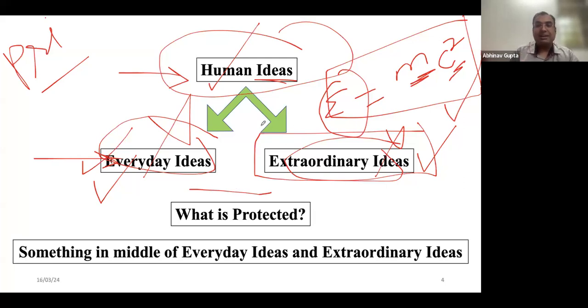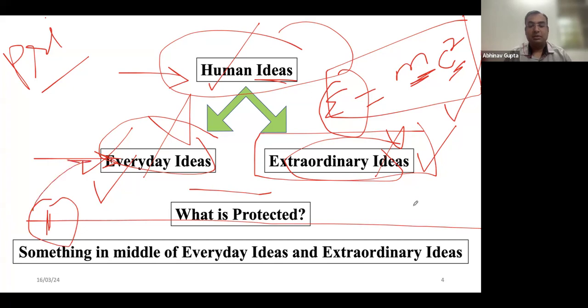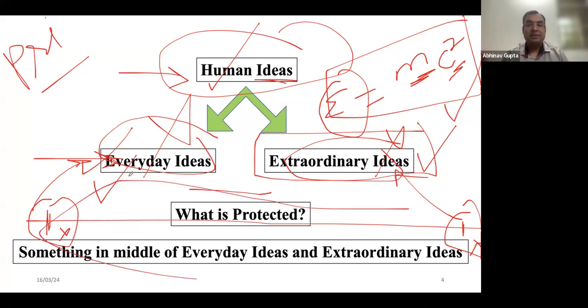But for ease of understanding, I'm breaking it down: even when we categorize human ideas, the human ideas are sort of a continuum, right? What is it? It is sort of a continuum. So at one end, we have a set of ideas which are everyday ideas. Whereas on the other end of the continuum, what do we have? We have a set of extraordinary ideas. And IP neither protects everyday ideas, nor does it protect extraordinary ideas. What it protects is something in the middle. So whatever is between everyday idea and extraordinary idea is what is exactly protected.